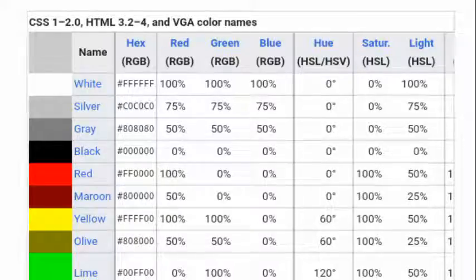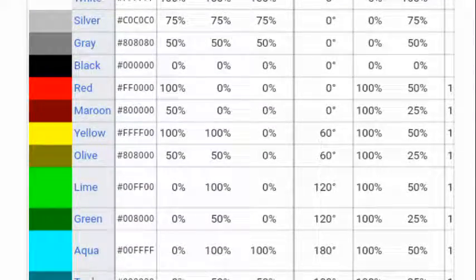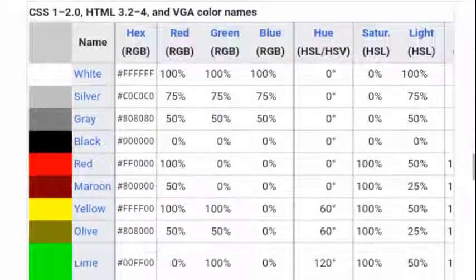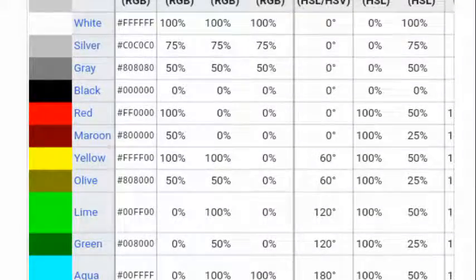So the opposite of black is white, because white is 100% red, green and blue. But that doesn't mean black is not a color. It is a color that has no red, green or blue. Now, red is 100% red and no blue or green. And then maroon, 50% red. Yellow, 100% red. Okay, so that's what I was looking for. Red plus green gives you yellow.